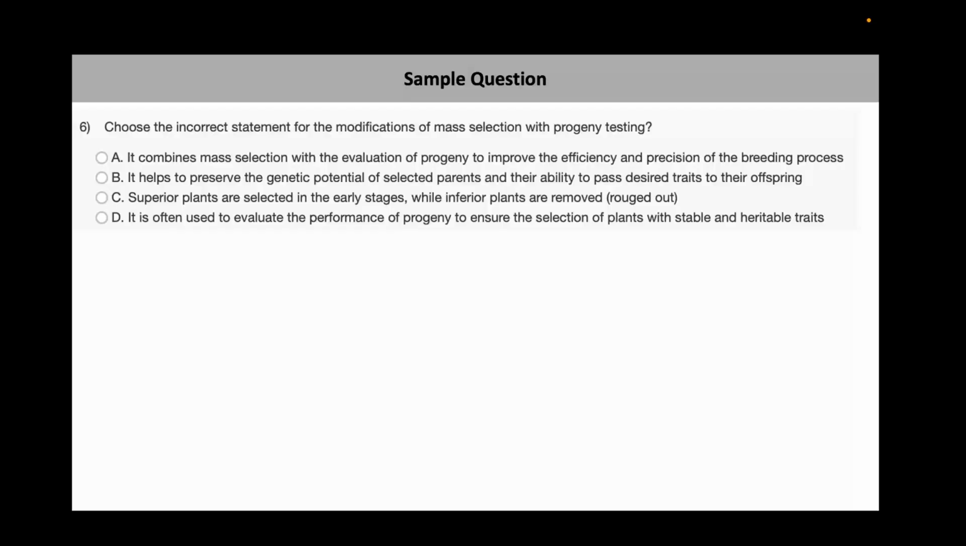Choose the incorrect statement for the modification of mass selection with progeny testing. The options are: it combines mass selection with evaluation of progeny to improve the efficiency and precision of the breeding process. It helps to preserve the genetic potential of selected parents and the ability to pass desired traits to offspring. Superior plants are selected in the early stages while inferior plants are removed. It is often used to evaluate performance of progeny to ensure the selection of plants with stable and heritable traits.